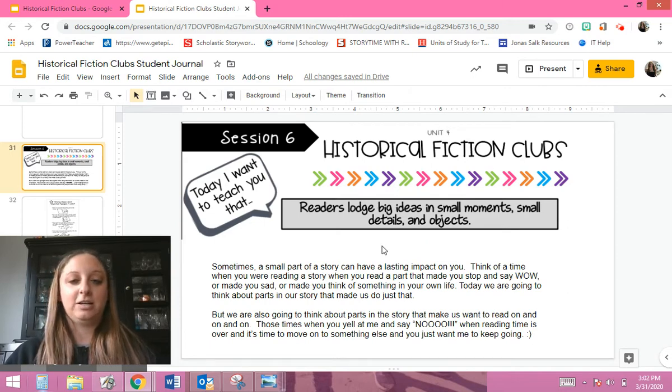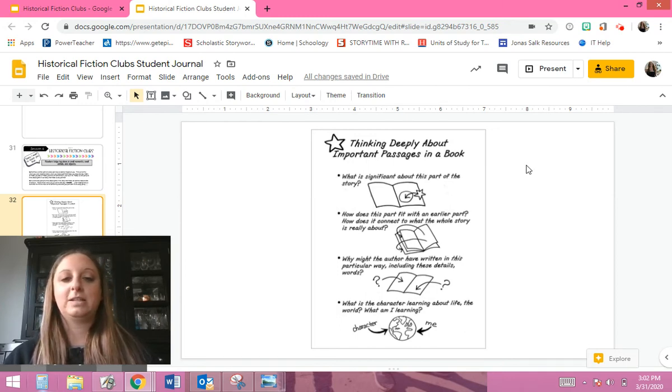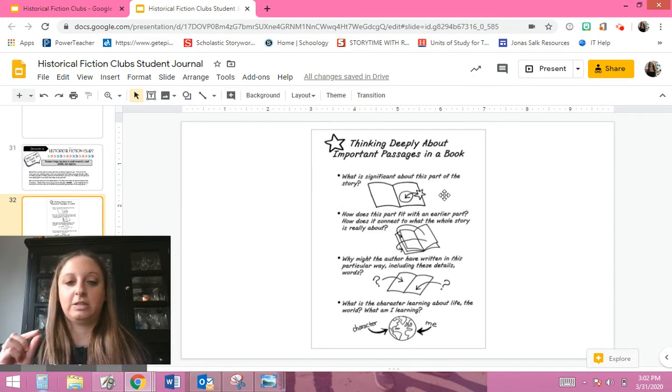So focusing in on some of the smaller moments, we're going to zoom in. So this says thinking deeply about important passages in a book. What is significant about this part of the story? So zooming in on something small that the author wants you to focus on. How does this part fit with an earlier part? So how does something that happens in one part connect to something earlier that we've already read? And how does it connect to what the whole story is really about? So zooming in on one specific part, and how does that connect to the whole story?